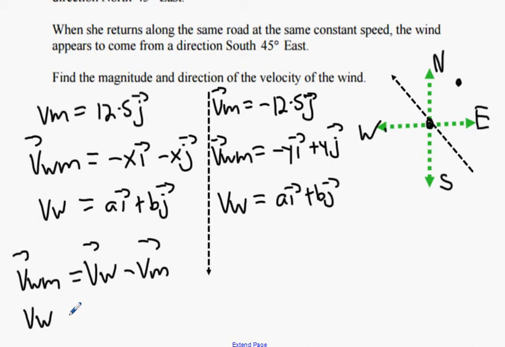the actual velocity of the wind is, just one second, velocity of wind relative to man. Yeah, that's correct. So the velocity of the wind equals the velocity of the wind relative to the man plus the velocity of the man. Okay, that's perfect.